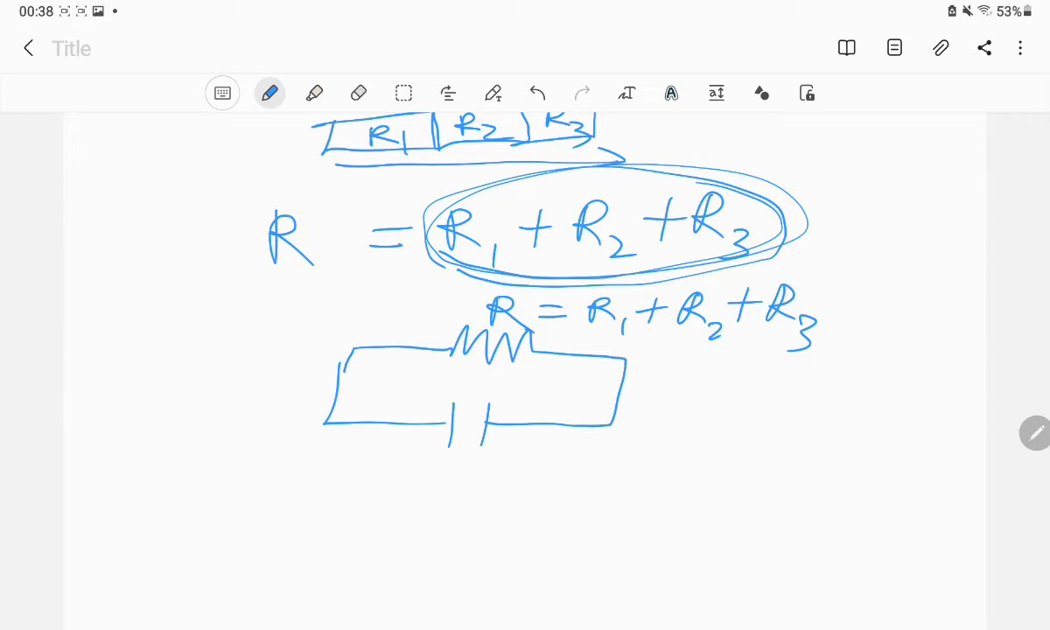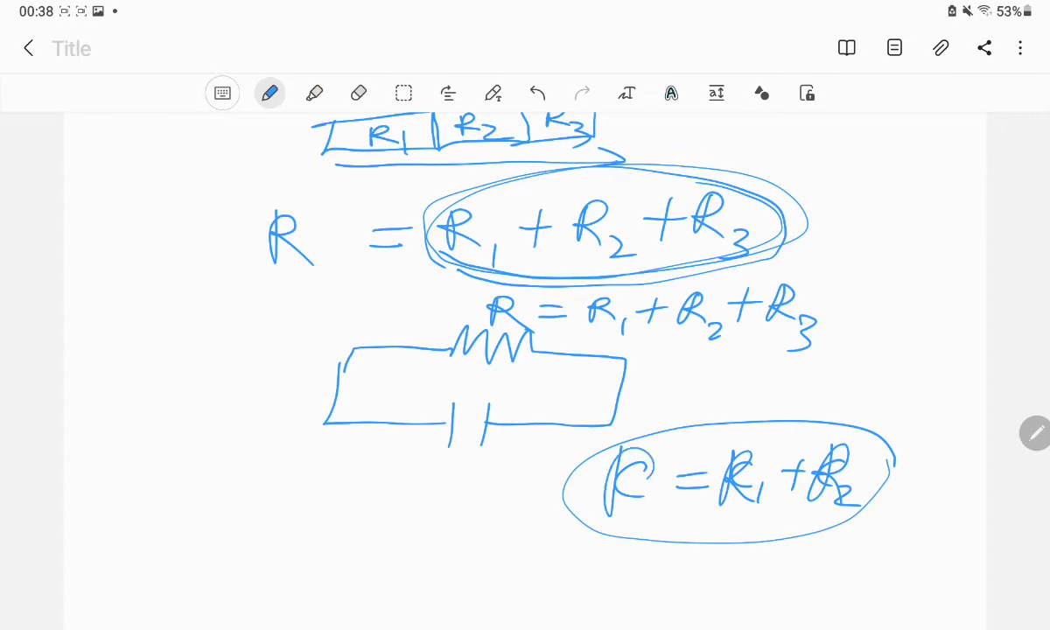So in the case of capacitance, C equals C1 plus C2. This is the capacitance connected in parallel. But in this case, instead of C, we can write R. So this is the formula for resistance in series connection.